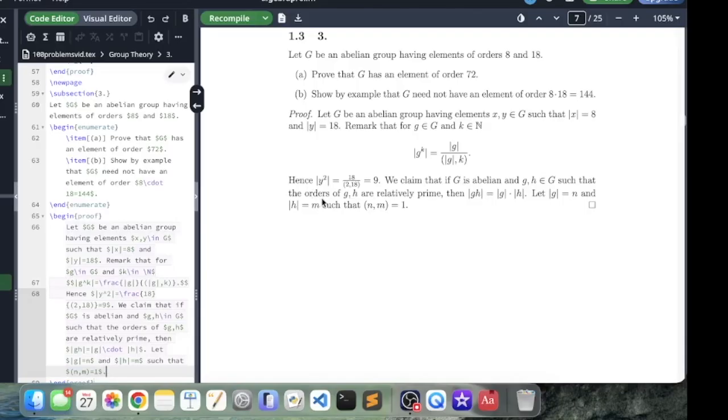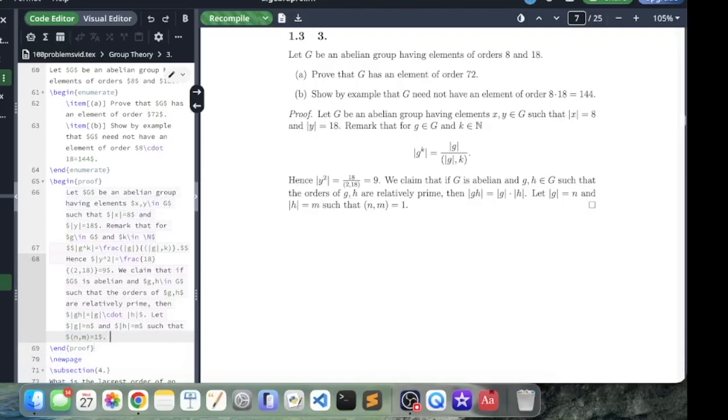How can we proceed? We want to show that the order of gh divides nm, and nm divides any order of gh, essentially. So we'll do the first half, that's not that bad. Let's think about that.